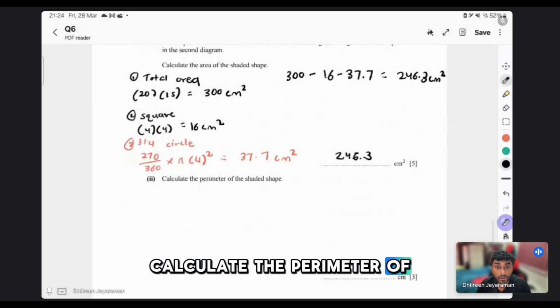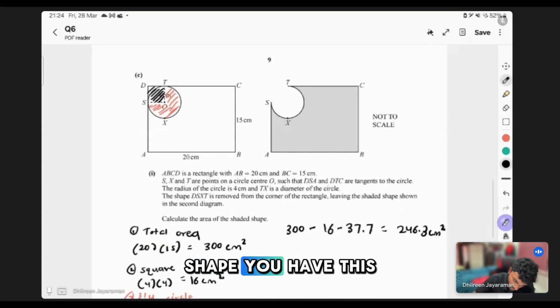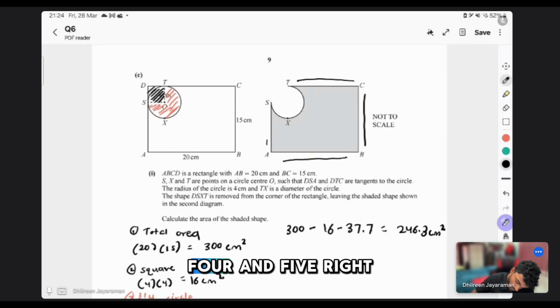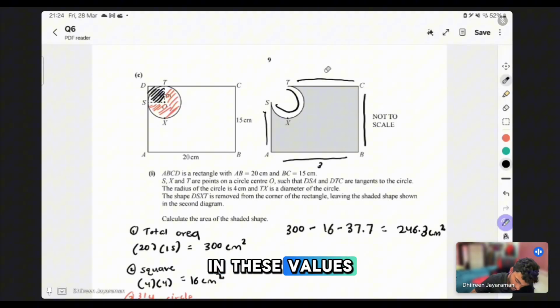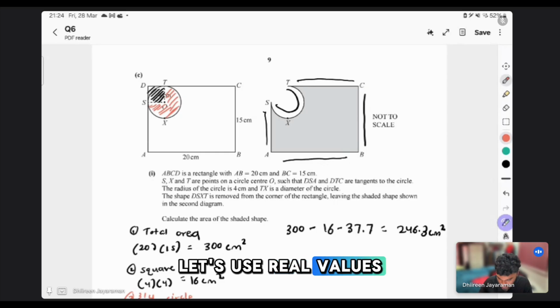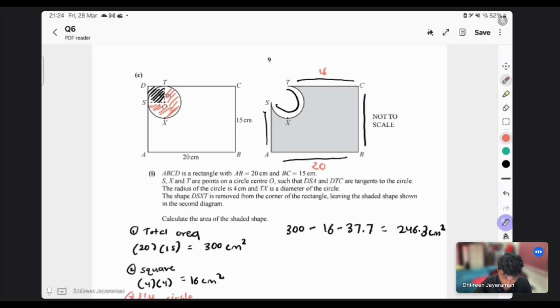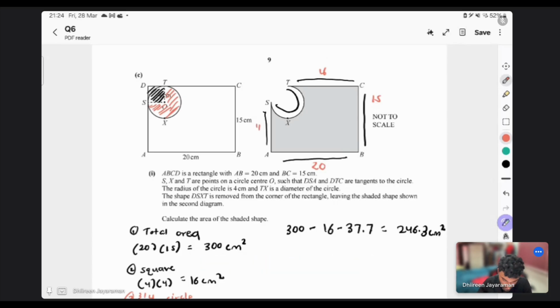Calculate the perimeter of the shaded shape. If we have a look at the shape, you have this line, 2, 3, 4, and 5, right? Okay, let's not put in these values. Let's use real values. So this is literally 20 minus 4, 16. This is 20. This is 15 and this is 15 minus 4, which is 11.